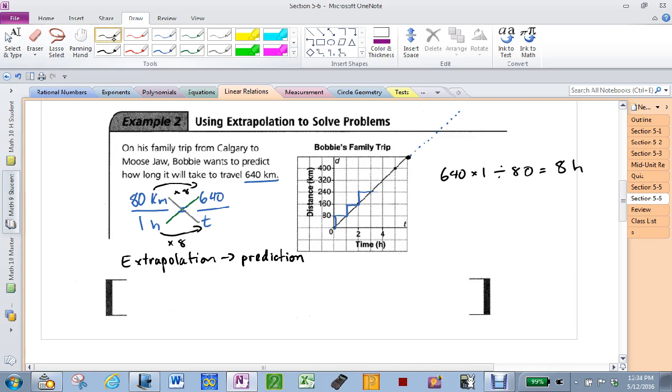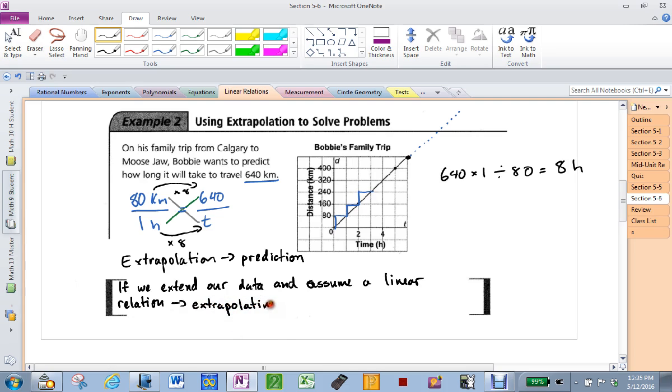So, what's our definition for it? If we extend our data and assume a linear relation, because that assumption might not be true, then we are extrapolating. Yeah. We are extrapolating. So what is the assumption that we make?